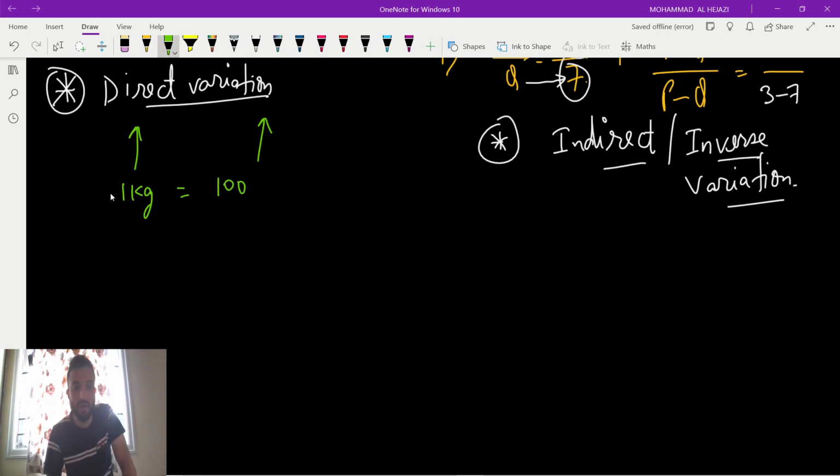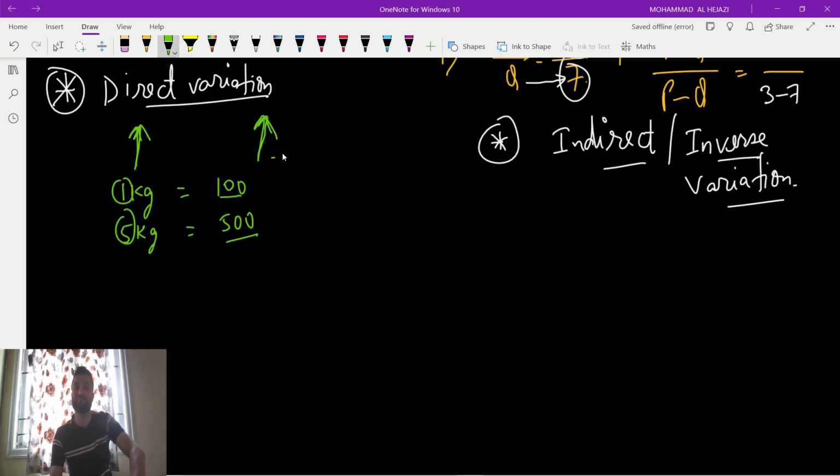What are we doing? We are increasing the number of kgs. Means you will increase it to 5 kg. So what will happen? The cost is 500. So see, as we are increasing the quantity, the price is also increasing. So this is the direct variation. If one quantity is increasing, the other quantity will also increase. Indirect variation means if one quantity is increasing, the other quantity is decreasing.